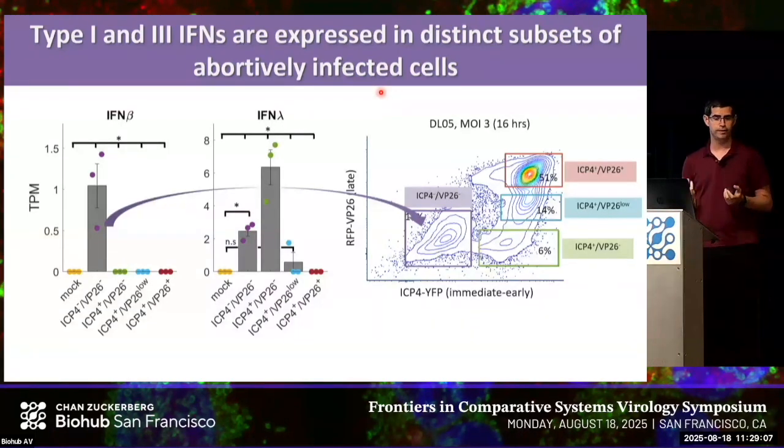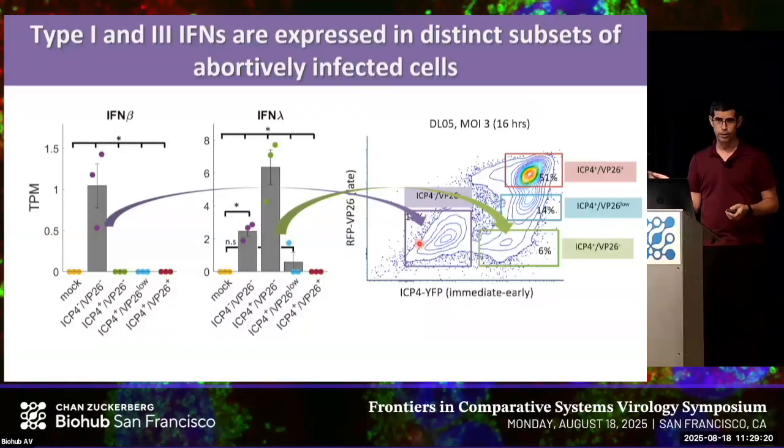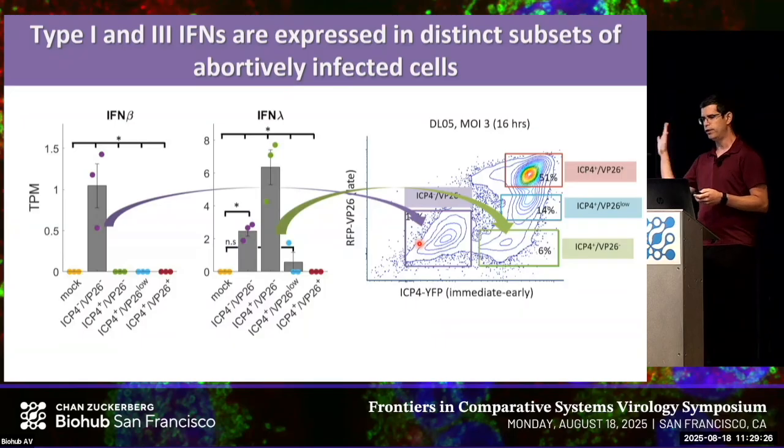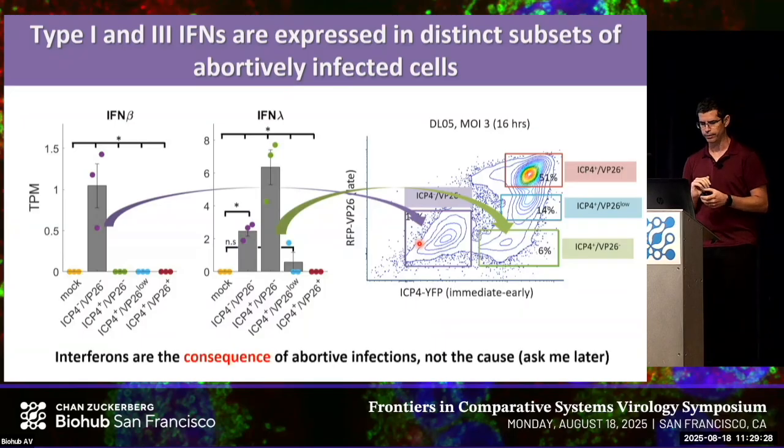Interferon beta is activated in these very early abortive infections or bystander cells that don't express any of the viral genes. And interferon lambda is coming from both of them, but mainly from the ones that express the early genes and then stop. We have no idea why. We're very interested in figuring this out, but we think this is very cool, and that led us to think about interferons and ISGs in the case of HSV-1.